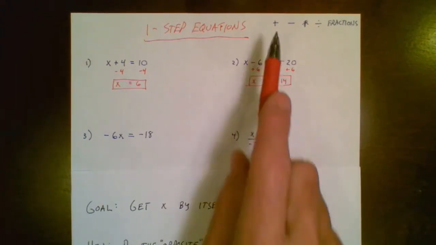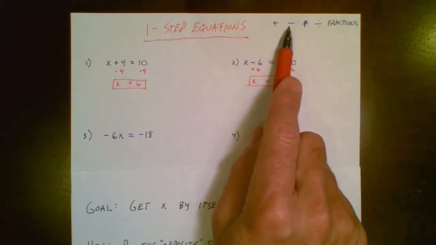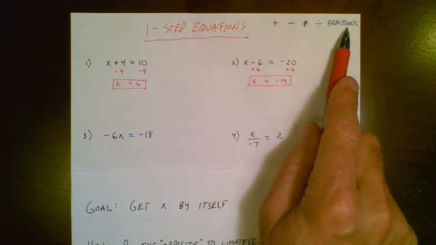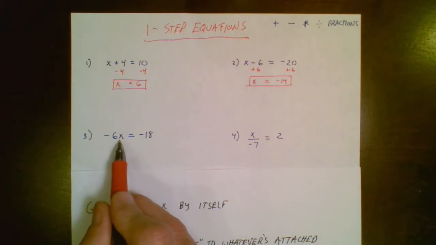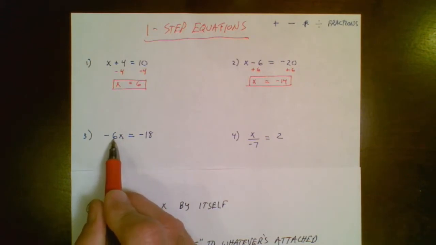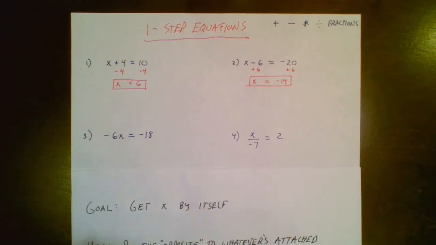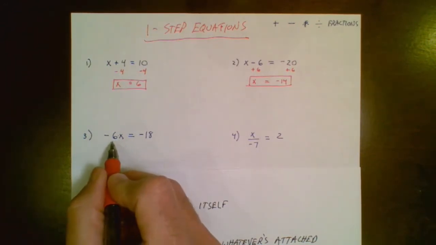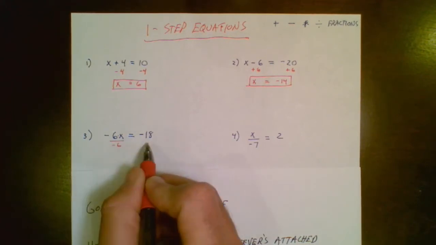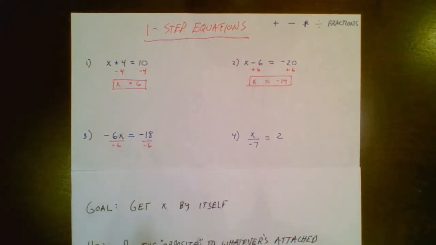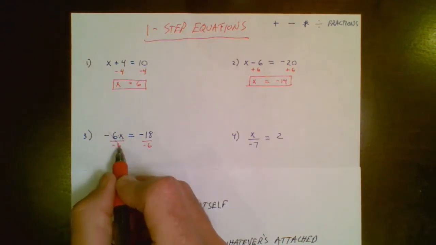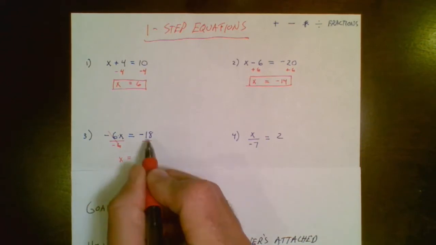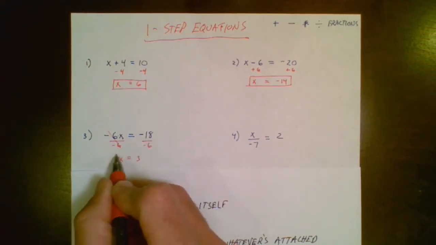All right, we were going to do an example with addition, subtraction, multiplication, division, and fractions. We've done the addition and subtraction. Now in this case, my goal is to get x by itself. The negative 6 is attached by multiplication. You know that because if there is no sign, you know it's multiplication. The opposite of multiplication is division, so I divide by negative 6. I do it to both sides because you have to be fair in an equation. Whatever you do to the left, you do to the right. Those now cancel, and negative 18 divided by negative 6 is a positive 3.